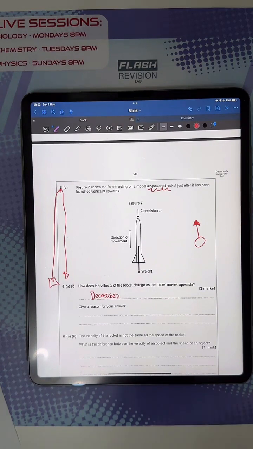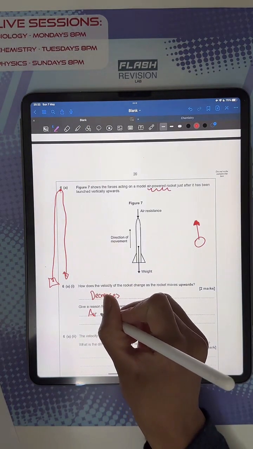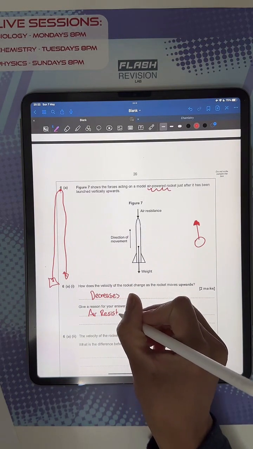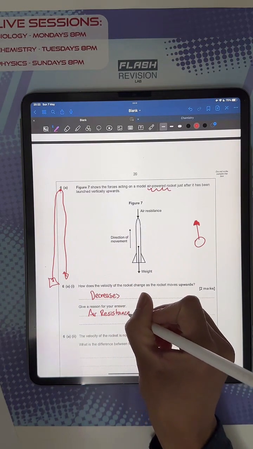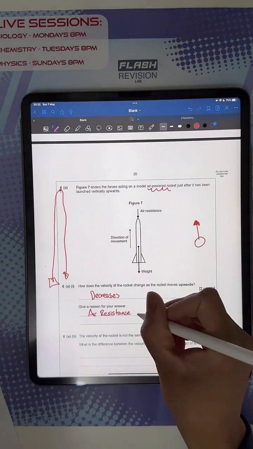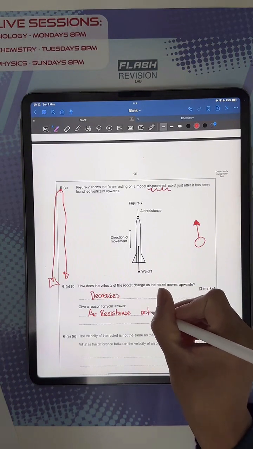Air resistance, yeah, we can talk about air resistance. What's air resistance doing? You can't just say air resistance, you need to say something about air resistance. Similar to the bowling ball one, for why it's slowed down, what did we say? We said friction, and then we also said it's opposing, it's acting in the opposite direction. Exactly, yeah. So air resistance acts in the opposite direction. Well done, guys.